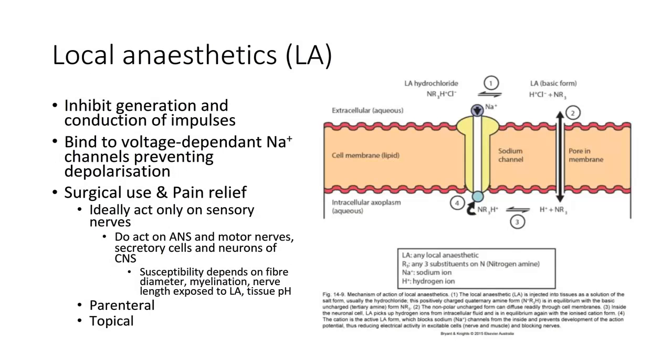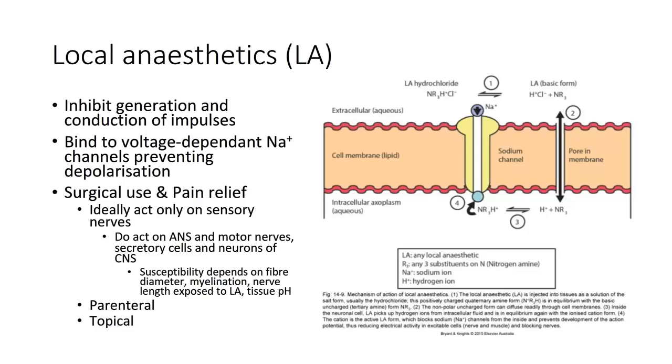So that brings us to the anaesthetics. Local anaesthetics, the idea is that the drug itself doesn't leave the area that it's applied to or injected into. They work on inhibiting the sodium channels so that there is a limitation to the capacity for the action potential to be carried. And they're used obviously in surgical use. They can be used for pain relief.